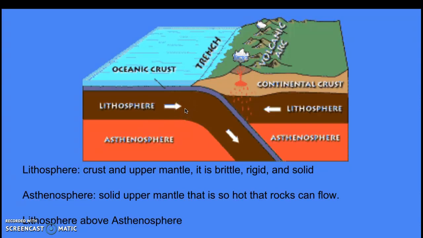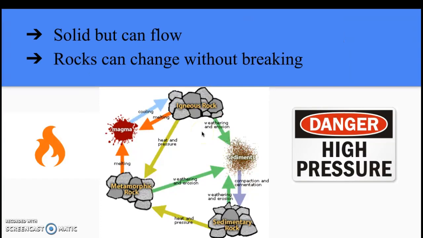But the layer under it is called the asthenosphere. This is a solid upper mantle, but it is so hot that rocks can flow. They don't flow like ocean or water, but they kind of creep around and they can morph and change shape. So the lithosphere is above the asthenosphere. As I was saying, in the asthenosphere, it's solid, but it can flow. That's just saying how rocks can change without breaking because they are soft and ductile and can change shape.